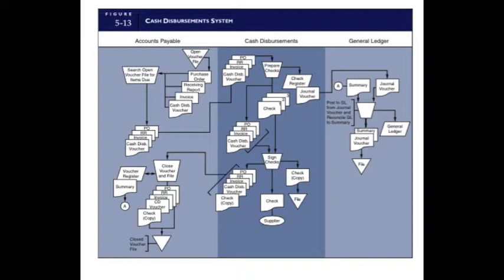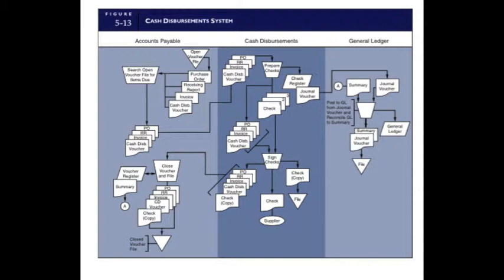Finally, the clerk summarizes the entries made to the check register and sends a journal voucher to the general ledger department. Now in the accounts payable department, upon receipt of the voucher packet, the accounts payable clerk removes the liability by recording the check number in the voucher register and filing the voucher packet in a closed voucher file. Finally, the clerk sends an accounts payable summary to the general ledger department.